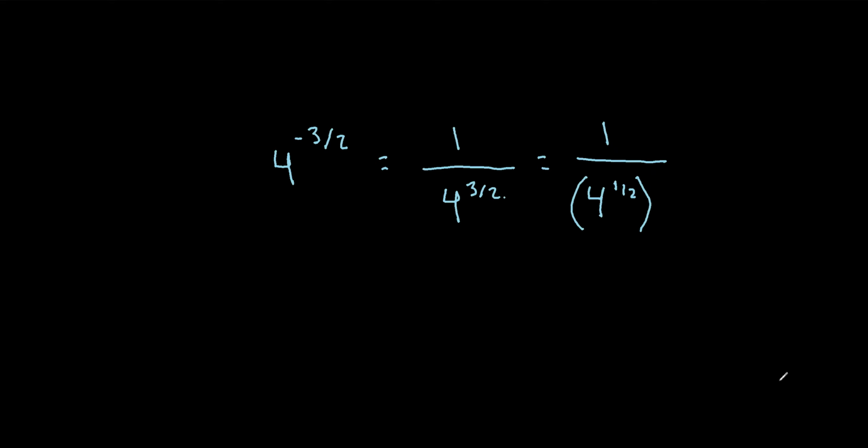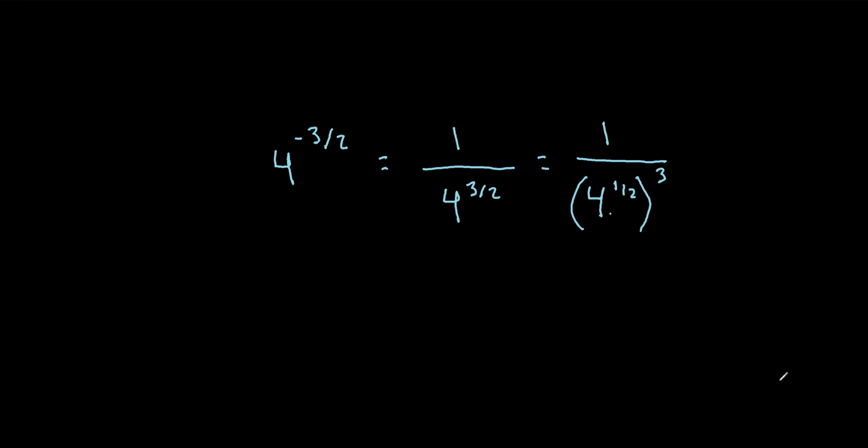Let's try another one. Let's suppose we have 4 to the negative 3 halves. So when we have a negative exponent, the way to convert this to a positive exponent is to write it over a 1. So we can rewrite it as 1 over 4 to the positive 3 halves. So these two expressions are equivalent. And now we can use our trick once again, where we rewrite the 3 halves as 1/2. And then we multiply it by the original numerator, which is a 3.